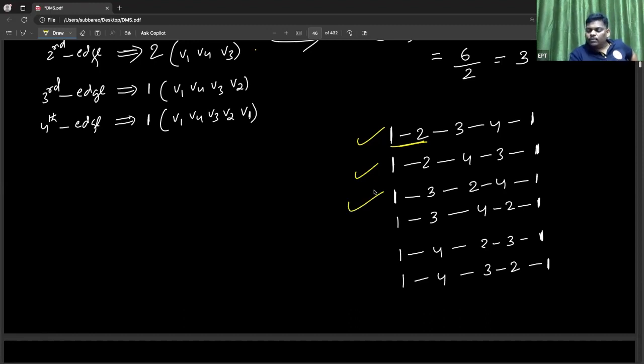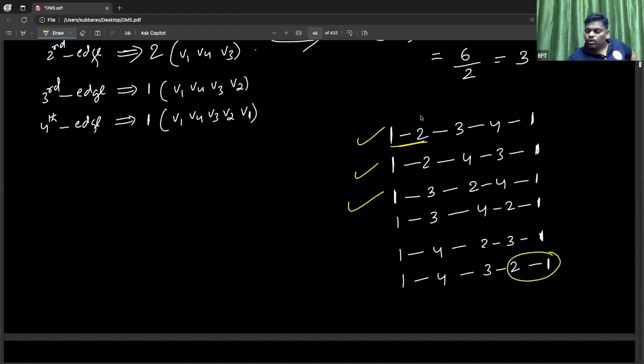Can you help me now? Any repetition? Can you identify? Someone is saying the first and the reverse are the same. Let's check, because someone says the first and last one are the same. Is 1, 2 there in the last one? Yes.